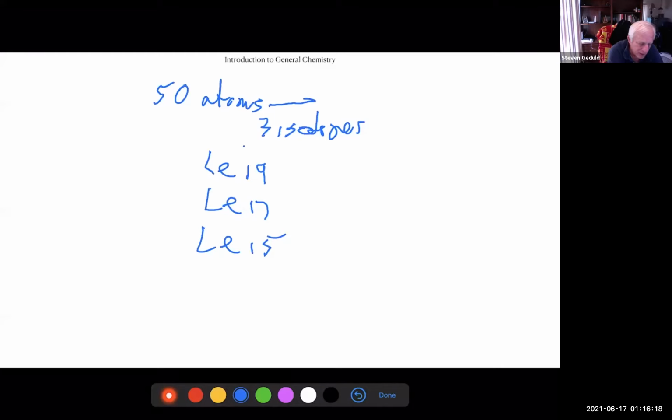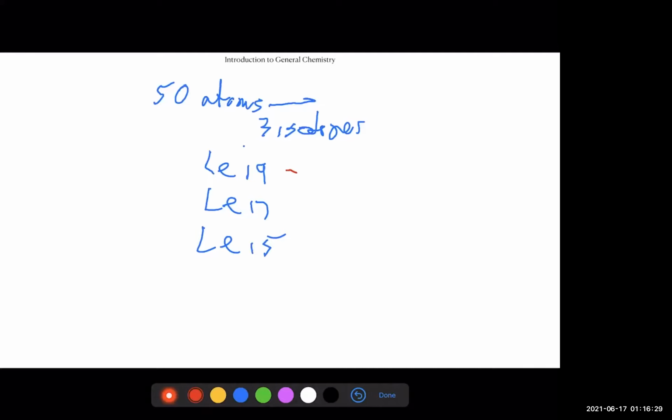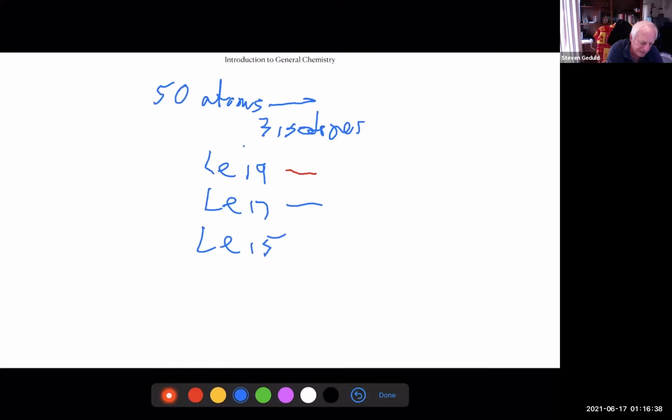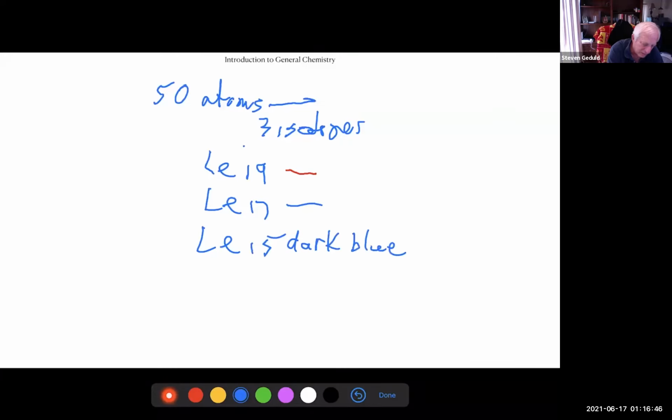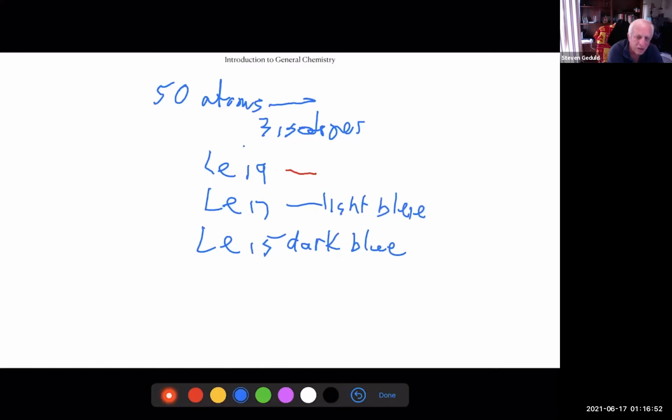Okay. You have to see the picture. Okay. Le19 is what color? Let's see. It's red. Le19 is red. Le17 is what color? It's light blue. And then Le15 is what color? Dark blue. Okay. Dark blue, light blue, and red. All right. Can you count the number of atoms? There's 50 atoms total, right?